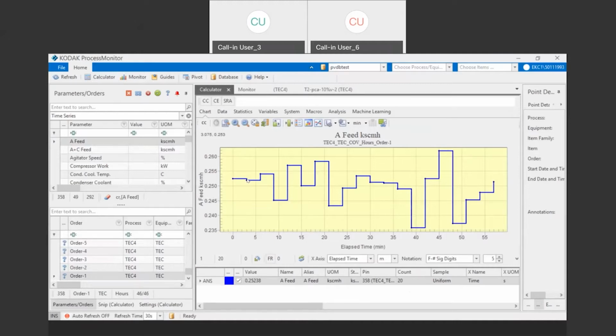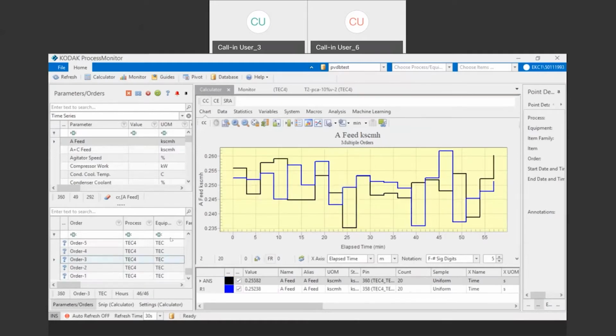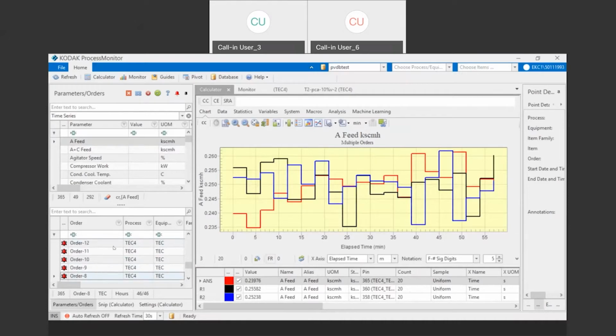So it all depends on the specifics of your process, your process understanding, and the capability of the instruments, and a lot of issues that we talk to clients about when we first engage with them. And so I could then click on other orders and bring those in to see what the A feed looks like across the data set. And I can go up over to 40 as well.